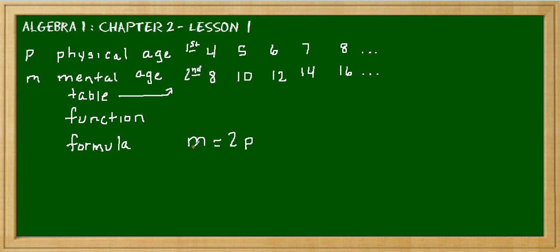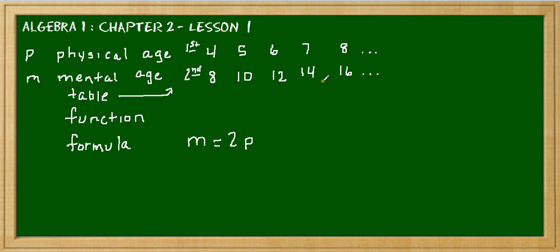And the two letters in this formula are called variables. As P varies in value, so does M. So we saw that up here. P would be 4, 5, 6, 7, 8. And as those varied, so did M. M became 8, 10, 12, 14, and so on.